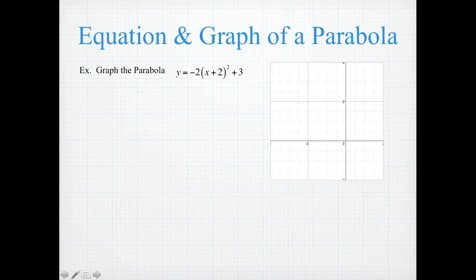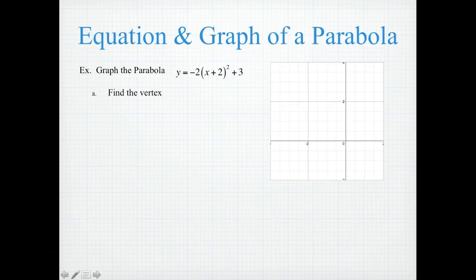Now for our first equation, we're going to be asked to graph the parabola y equals -2 times the quantity x plus 2 squared plus 3. First thing we notice is that y is isolated. So when y is isolated, everything on the right side of the equation is in terms of x. We recognize this as a parabola that's going to open up or down. It's got a vertical axis of symmetry.